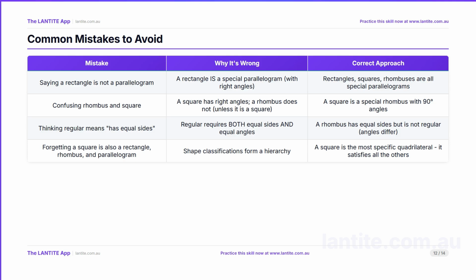Common mistakes to avoid. First, a rectangle is a special type of parallelogram. It has all the parallelogram properties, plus right angles. Second, do not confuse a rhombus and a square. A square has right angles. A general rhombus does not. A square is actually a special case of a rhombus. Third, regular does not just mean equal sides. It means equal sides and equal angles. A rhombus has equal sides but different angles, so it is not regular. Fourth, remember the hierarchy. A square is simultaneously a rectangle, a rhombus, and a parallelogram.